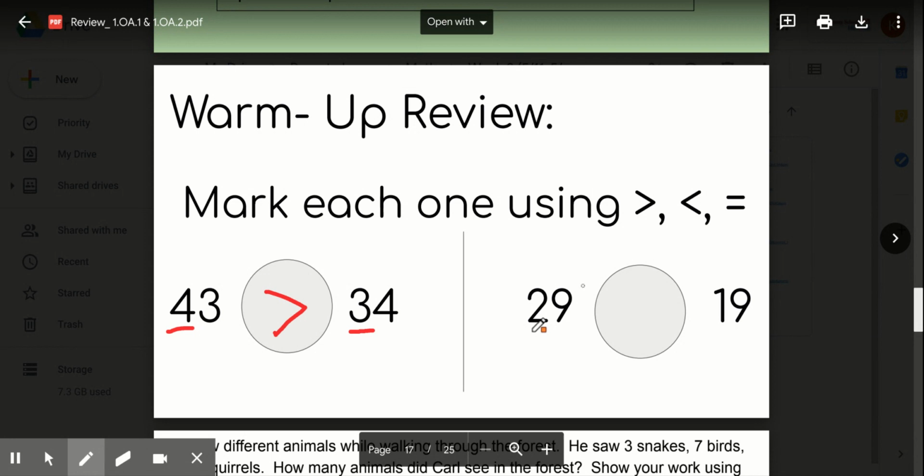Over here, we have 29 and 19. There are 2 tens in the number 29, but only 1 ten in the number 19. 2 is bigger than 1, so 29 is greater than 19. The alligator mouth is eating the bigger number. 43 is greater than 34. 29 is greater than 19.